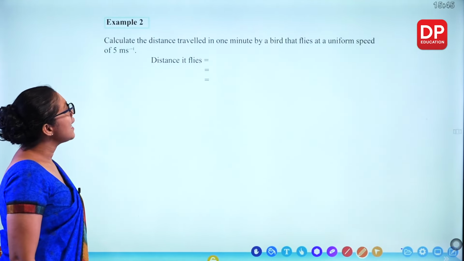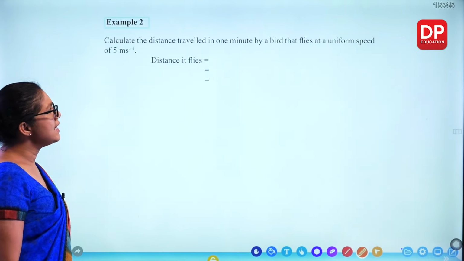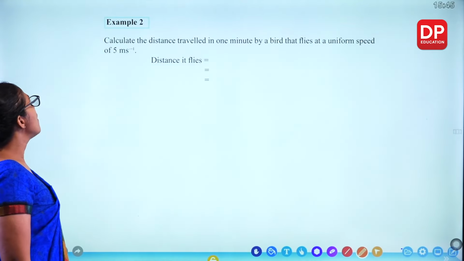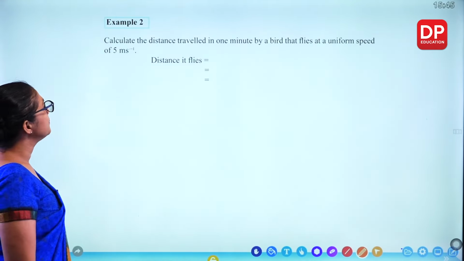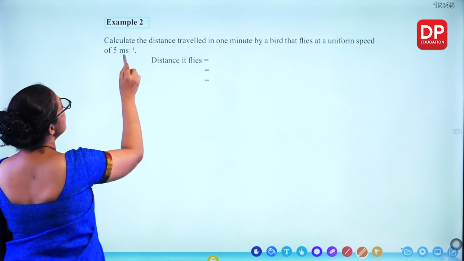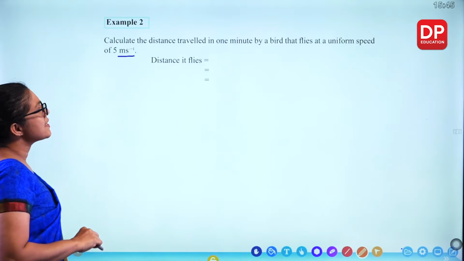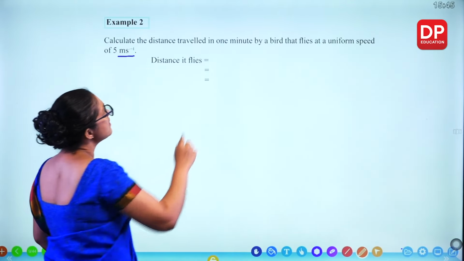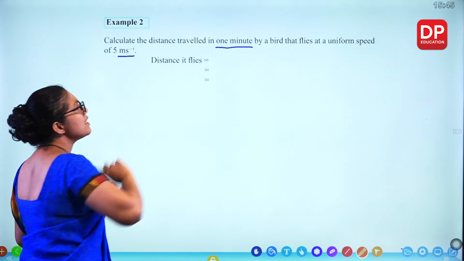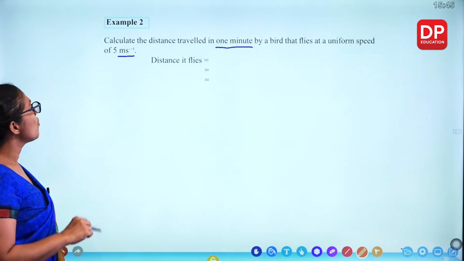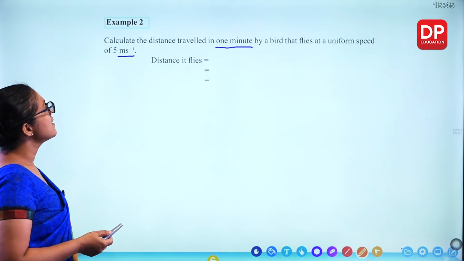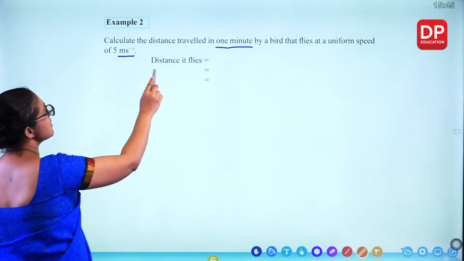Example 2. Calculate the distance travelled in 1 minute by a bird that flies at a uniform speed of 5 meters per second. Here the speed is given in meters per second and the time is given in 1 minute. Now the units are different. So 1 minute means how many seconds? 60 seconds. Now we want distance.